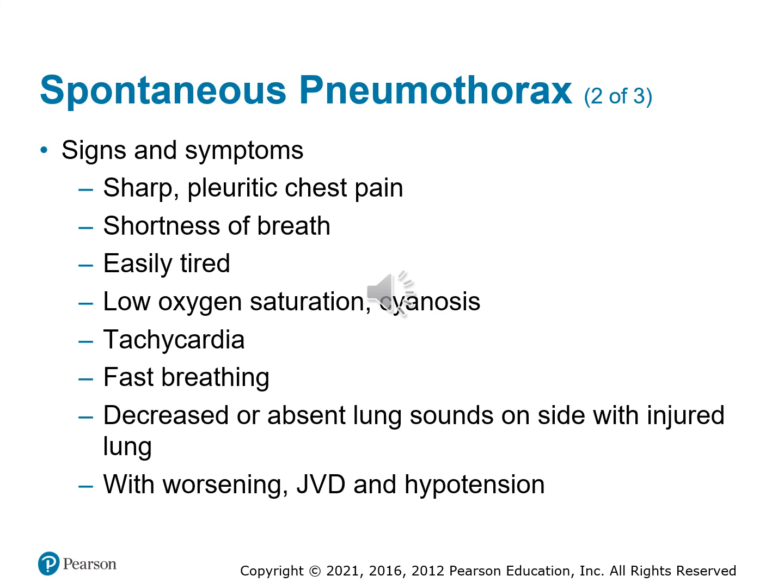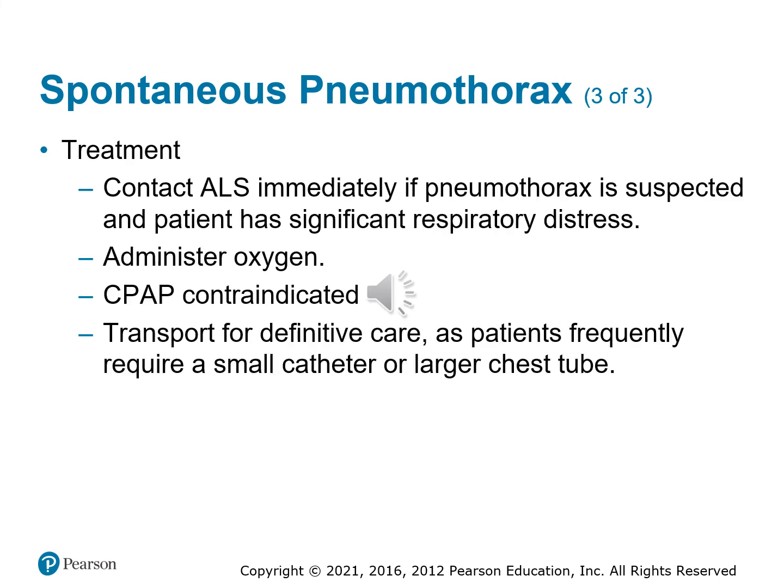Jugular vein distension is pictured on page 541 of your textbook. If you assess a patient and you feel that they have a spontaneous pneumothorax, this patient needs help. They can develop significant respiratory distress if we don't get something going. So call for ALS Intercept.